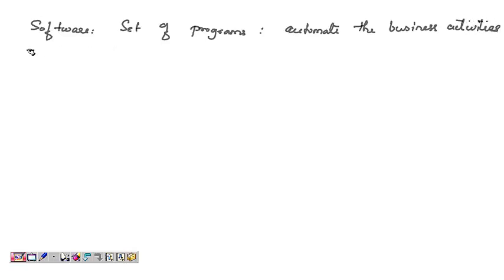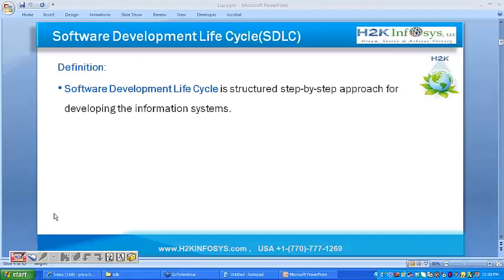Now there are certain steps that you got to follow in order to develop this software. So we will see what those steps are. And this step-by-step approach which we use in order to develop the software, we term it as software development life cycle. In short, you can call it SDLC, the software development life cycle, which is nothing but a structured step-by-step approach for developing the software or information systems.